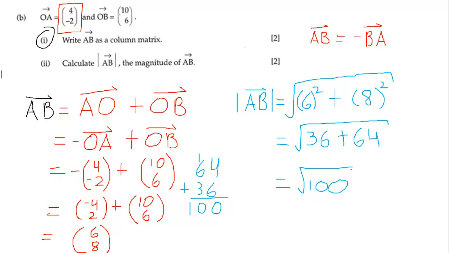And so, what is the square root of 100? Basically, what number, when you multiply it by itself, is going to give you 100? No, it is not 50, because 50 times 50 is not 100. The answer is 10, because 10 times 10 is 100. And so there we have it. We have the magnitude of AB, which is equal to 10. And we have AB written as a column matrix. So this is your answer for these two questions.